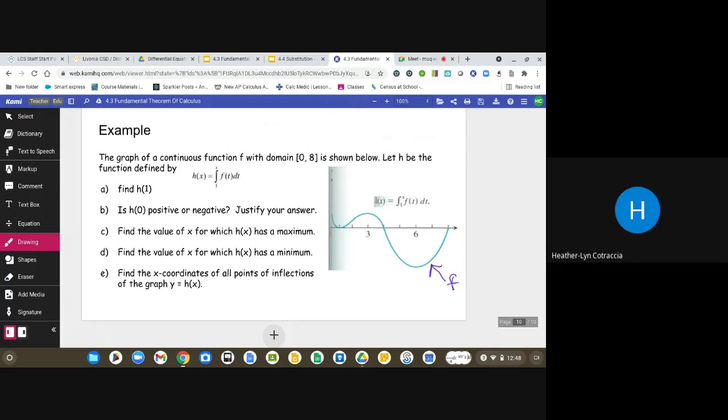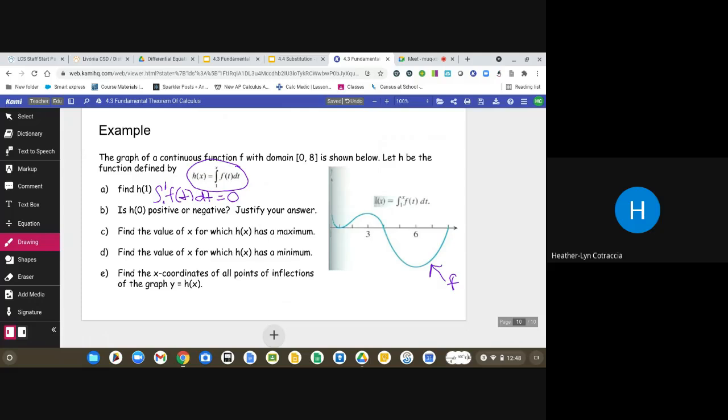Now, we are going to be talking about h, and h of x is the integral from 1 to x of f of t dt. So first off, it's going to say find h of 1. So plug 1 in for x. Therefore, we'd have the integral from 1 to 1 of f of t dt, which I actually don't need to go any further with because we know when we have the same upper and lower bound, we have no area under the curve, so it'll be 0.